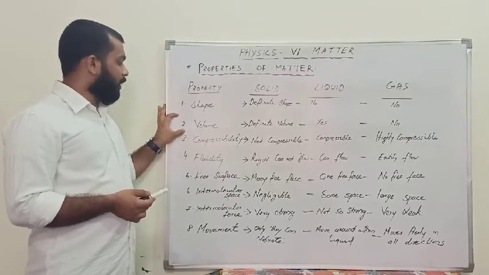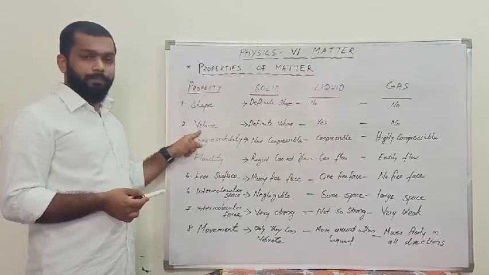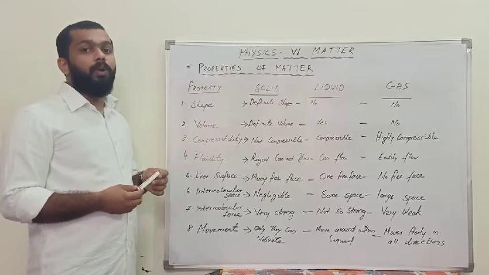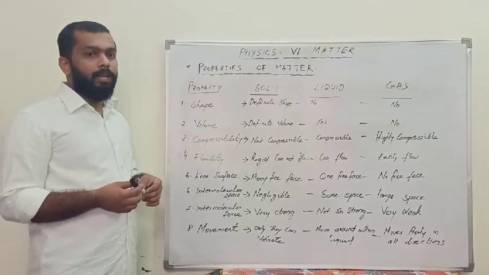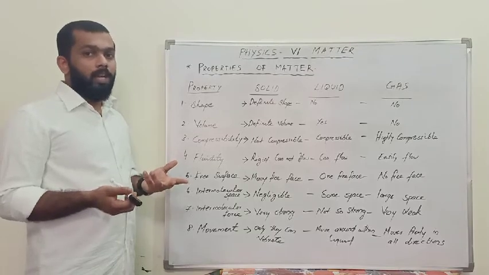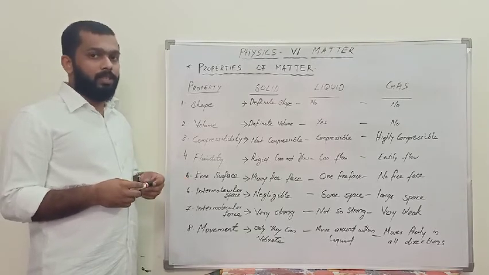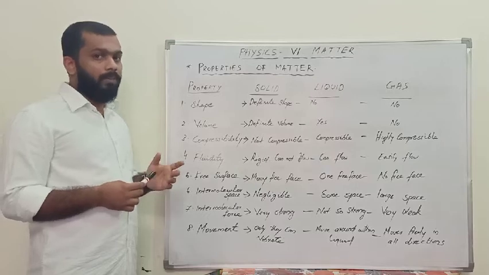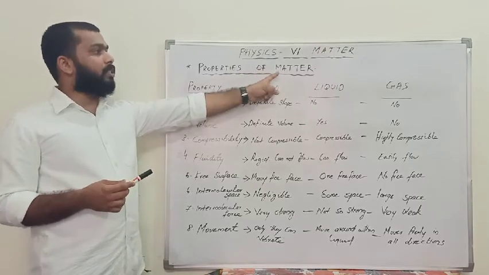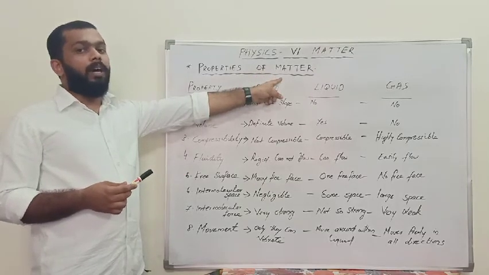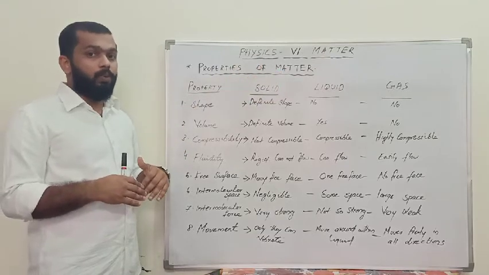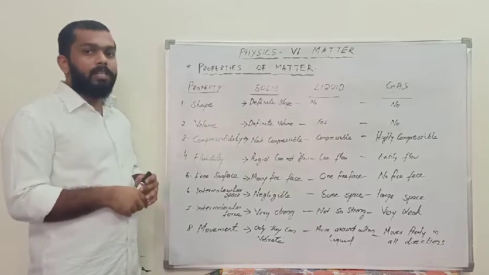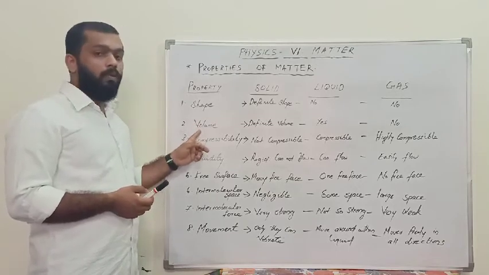In the second property, we are discussing volume. I think you already know what volume is. You have studied in mathematics what volume is. The space required for an object to exist is called volume. Already in the definition of matter itself we have seen that any material requires space to occupy. So how much space is required to occupy, that is called volume.